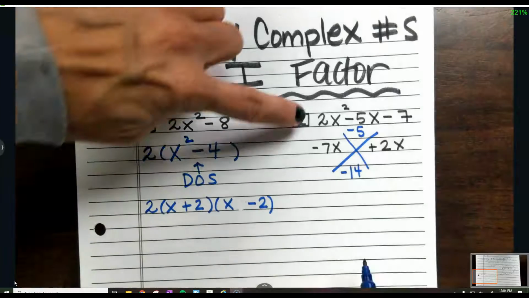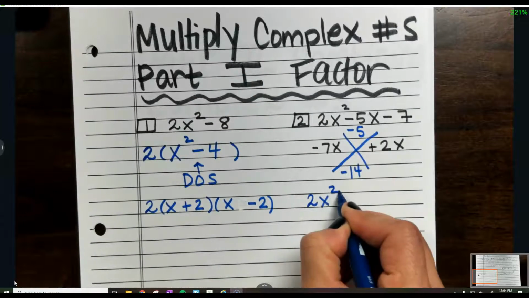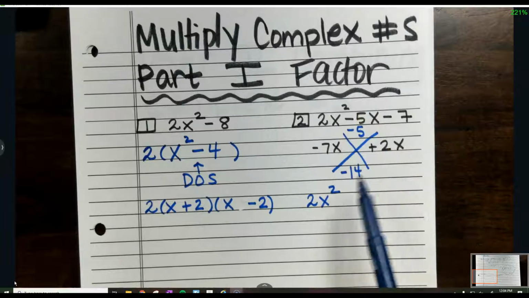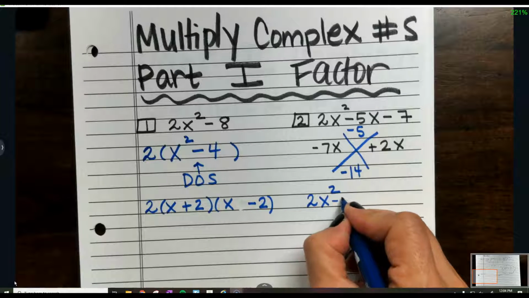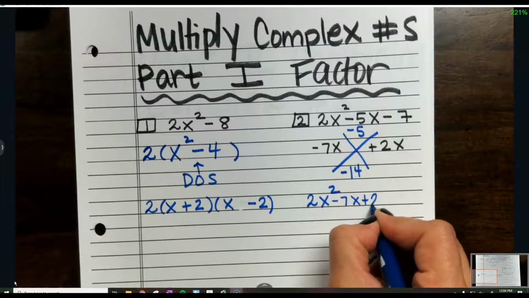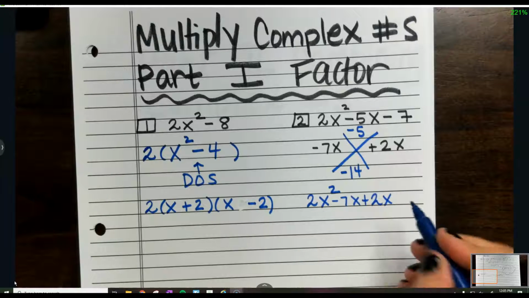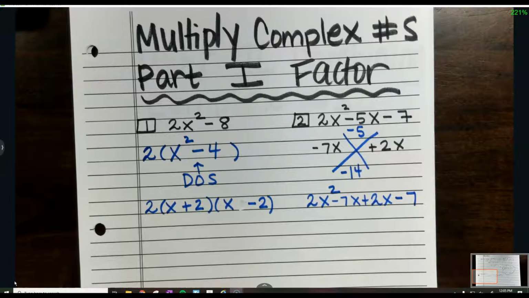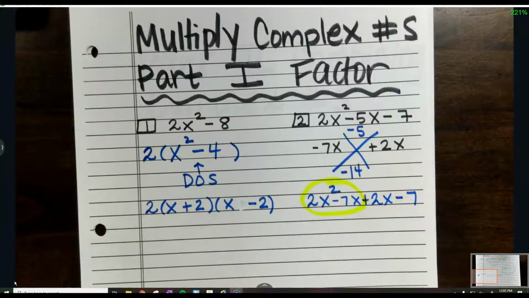So remember, from here, we recopy the first term. And we don't recopy the second term. We copy the sideways numbers. So write minus 7x plus 2x. But we do copy the last term, so don't forget to write minus 7 at the end. And then from here, we factor by grouping. So I'm going to group the first 2 terms together, and then I'm going to group the last 2 terms together.